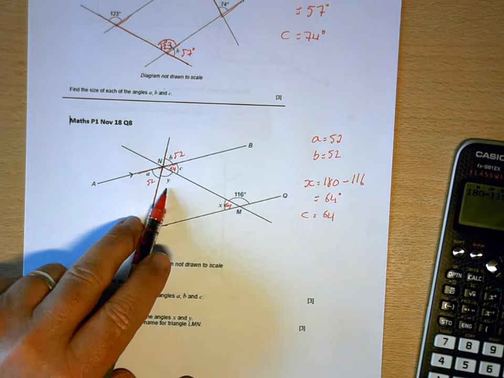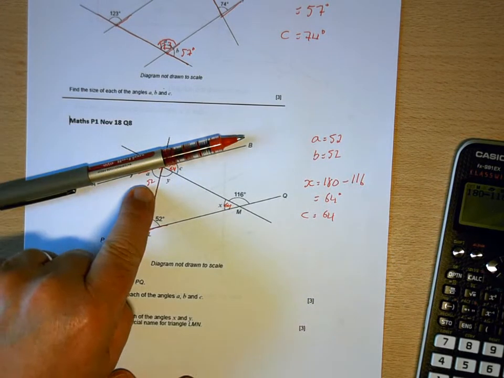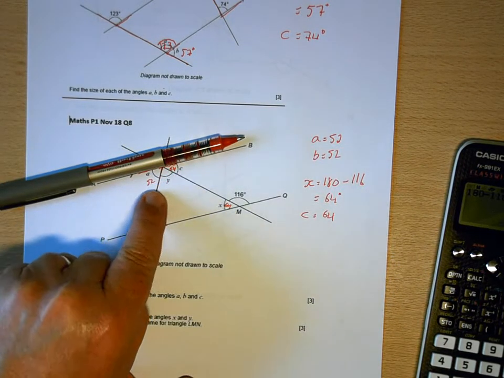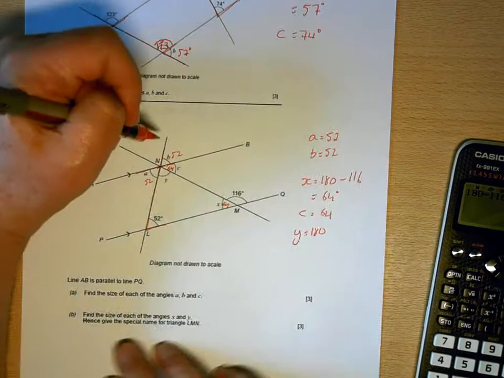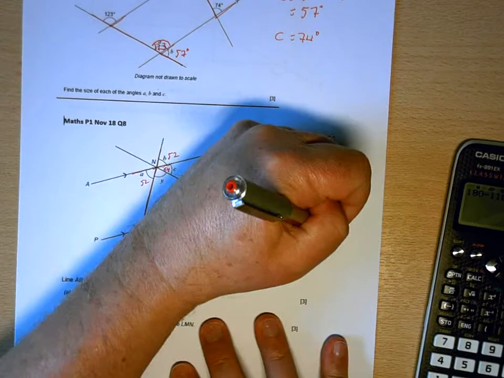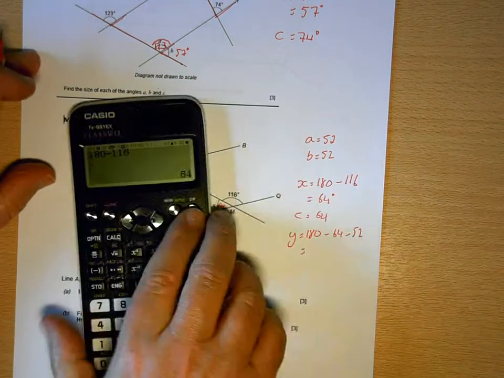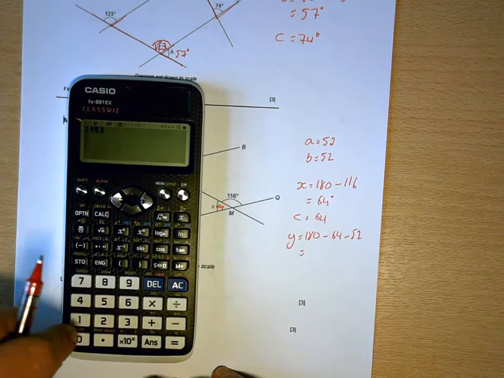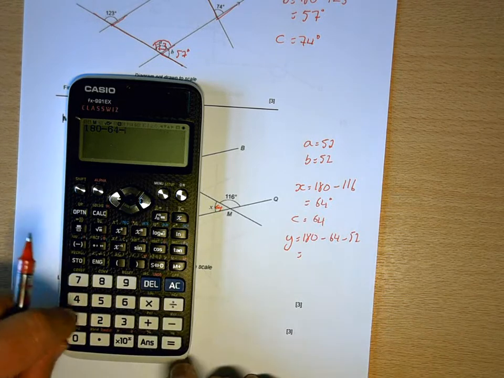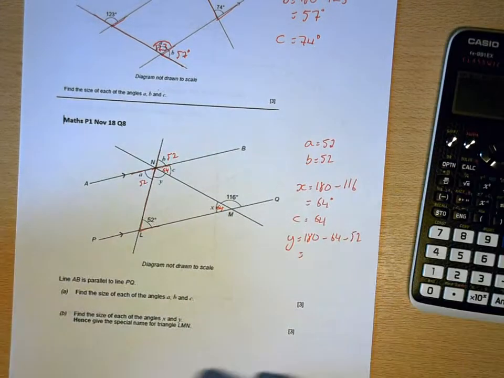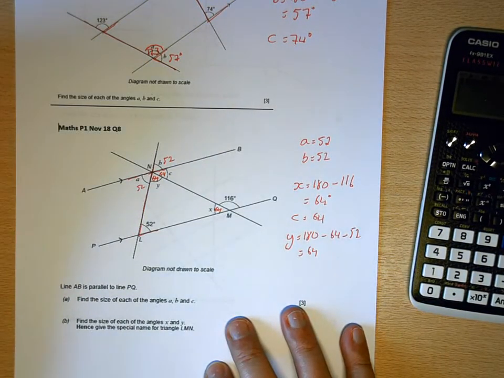And that allows me then to work out what Y is, because now I've got this straight line here, so I know that the 52 and Y and 64 have to add up to 180. So Y would be 180 take away 64 take away 52. So 180 take away 64 take away 52 equals 64. So that one there is 64 as well.